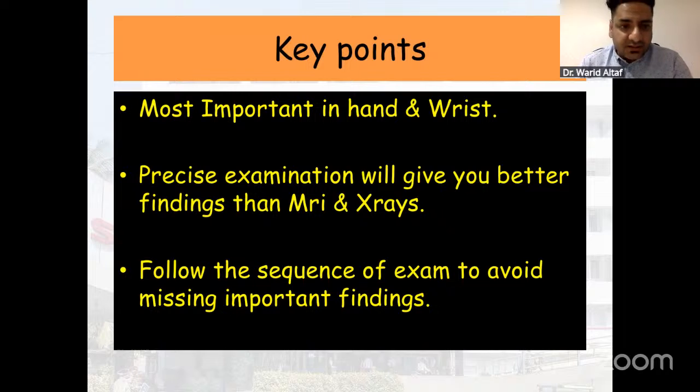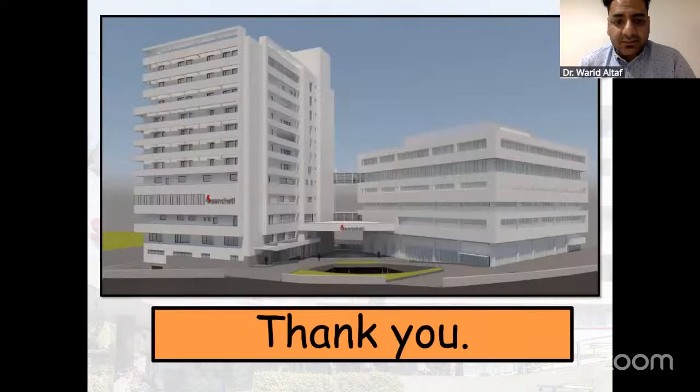And the pain is on the radial side, but the MRI is showing ulnar sided wrist pain. So it will take some time to get all this streamlined, but what remains important is your clinical examination. Ultimately, it is your patient. You have to treat that patient, and you have to justify and do justice to what you've been taught and teaching. Follow the sequence of examination to avoid missing important findings. Palpation is very important. Thank you.